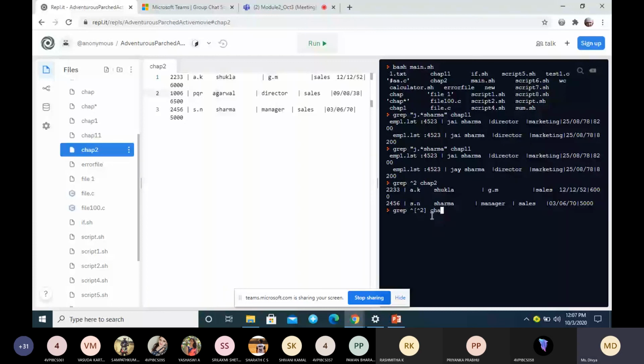If I use a single caret symbol, it will tell beginning with 2. If I use it twice, it will tell not beginning with 2. You can see here it is giving 1006, which is not beginning with 2.